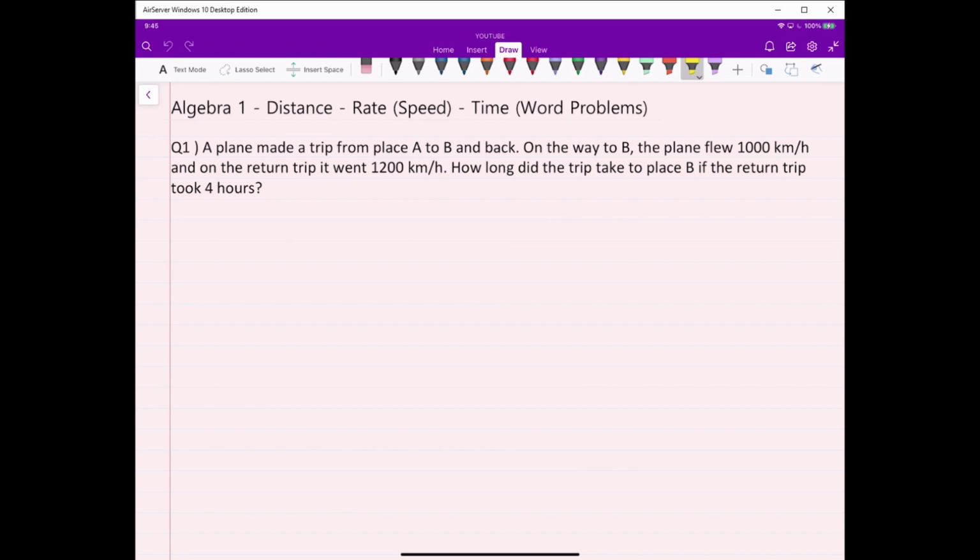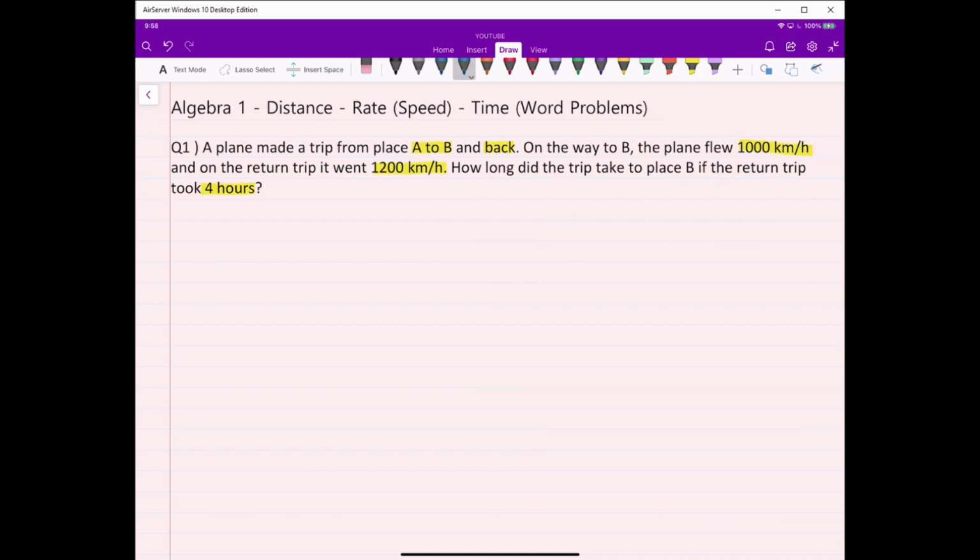First, the key note when you are solving distance, rate, speed, time questions is to try to visualize or draw the situation. The second note is drawing the distance, speed, time formula triangle. Let's draw the situation first.